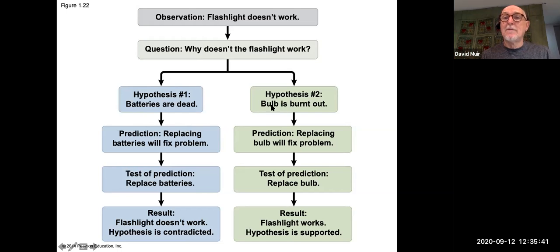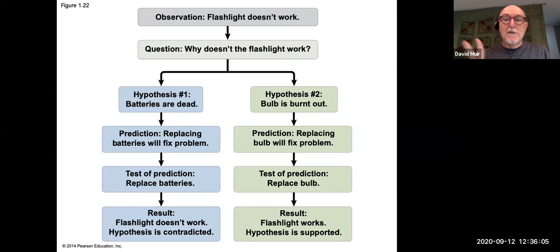Hypothesis number 2, the bulb is burned out. Well, you do the same thing. We make a prediction. If I replace the bulb, it's going to work, right? What's your experiment? You replace the bulb. Now the flashlight works. Bingo. You accept this hypothesis. The bulb was burned out.